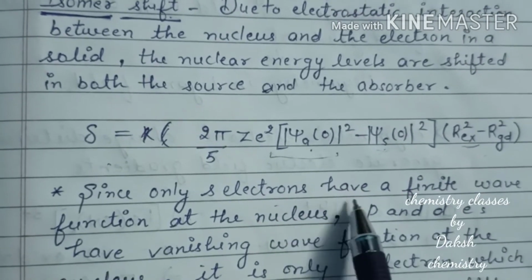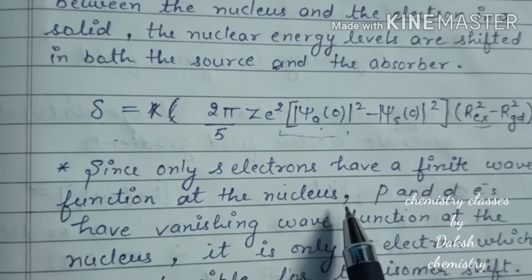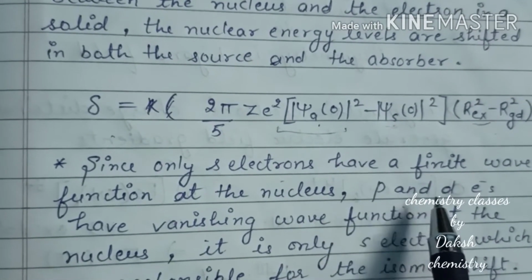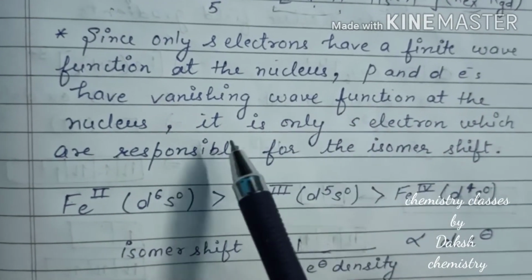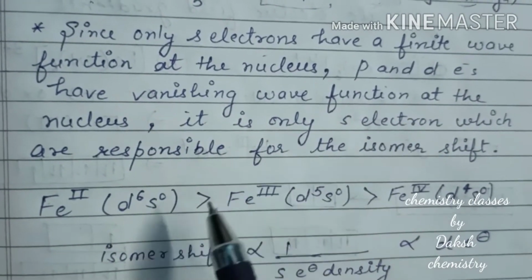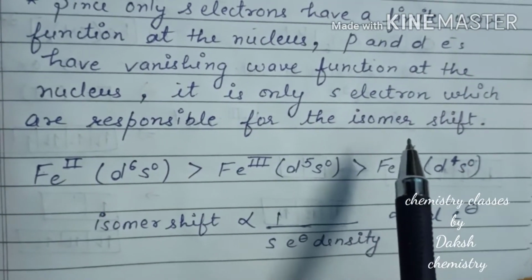So since s electrons have a finite wave function at the nuclei and p and d orbitals have vanishing wave function at the nucleus, it is only s electrons which are responsible for the isomeric shift.